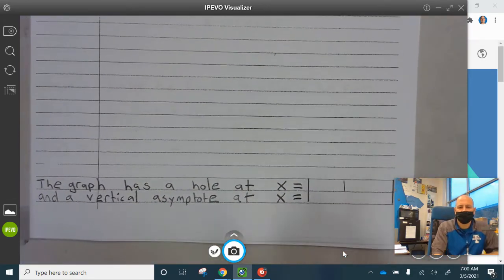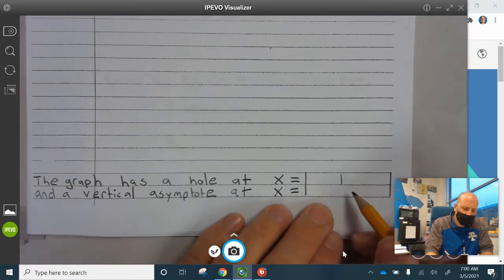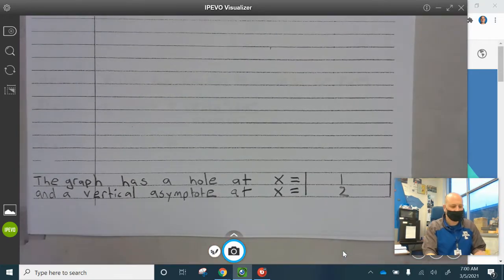So the graph has a hole at x equals 1 and a vertical asymptote at x equals 2.